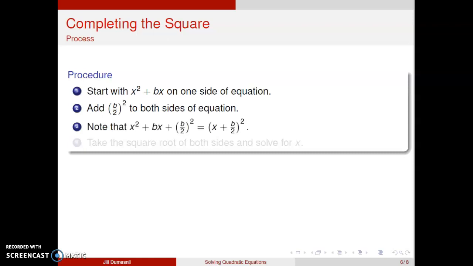The left-hand side of the equation is now the quantity x plus b over 2 squared. We added precisely what was needed to make the left-hand side a perfect square trinomial, hence the name completing the square. Finally, take the square root of both sides and solve for x.